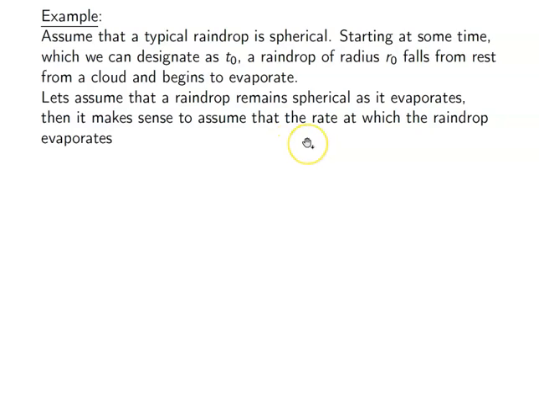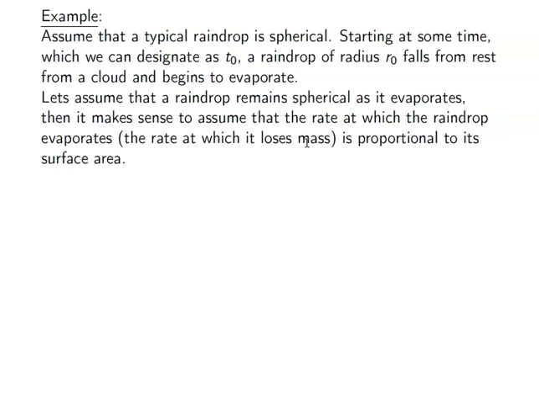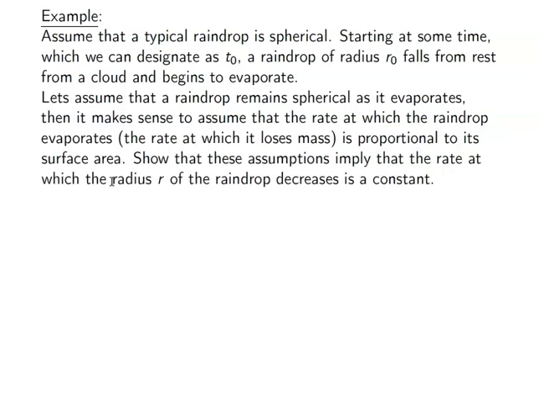Then it makes sense to assume that the rate at which the raindrop evaporates, the rate at which it loses mass, is related to surface area in some way, right? Because it's the outside that evaporates. The inside of the water drop isn't what evaporates, it's the outside as it falls. So the rate at which it loses its mass has to be proportional to the surface area because that's what's being exposed to the elements, to the air, and that's what evaporates as it falls.